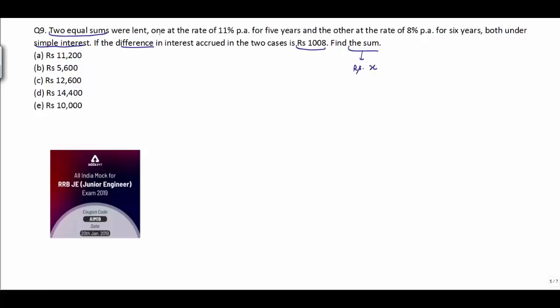Then on one of the parts or on one of the sums, we get 11% per annum for 5 years at SI. So interest obtained would be principal into rate into duration, that is 5 years. In the second case, interest obtained would be X principal into, because the sum is same for both the cases, rate into the duration, that is 6. This is 55x by 100. This is 48x by 100.